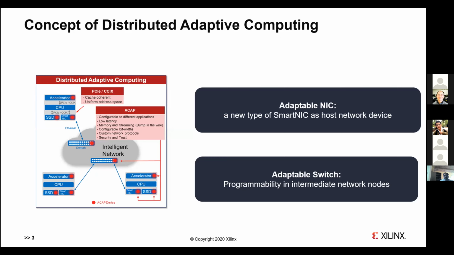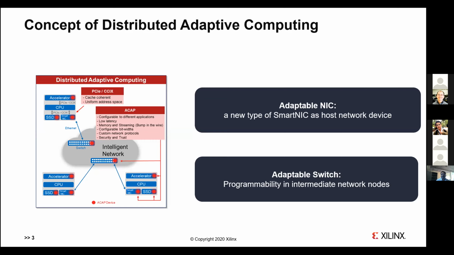And the figure on the left illustrates the broad DAC solution, where disaggregated nodes are connected by an intelligent data center network. The example nodes show places where ACAP can be deployed. And the node could have a very different mix of accelerators, CPUs and SSDs, something like that. So in this talk, I would like to briefly introduce two major places to deploy DAC technology.